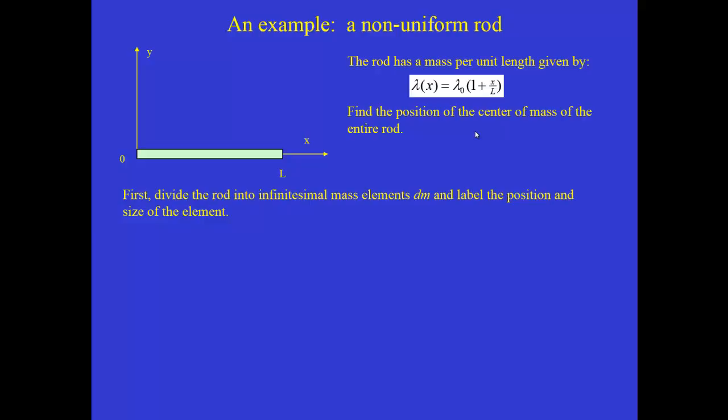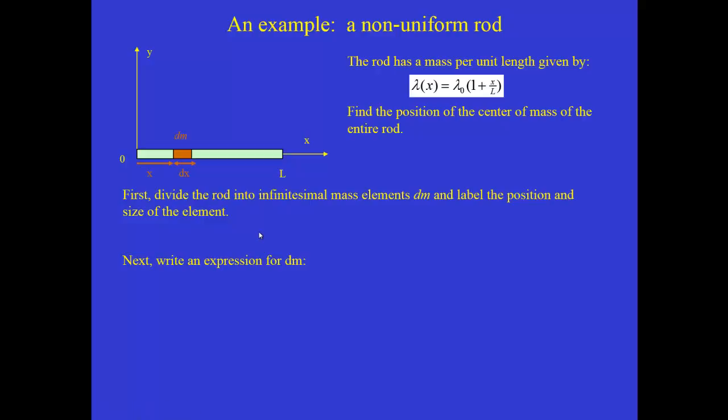First of all, we carve up the rod into mass elements, label them as being dm, and what would be important about this mass element is that it would be at a position x with respect to the origin, and it would have a thickness dx, a size dx. We have to write these things in order to set the integral up correctly.